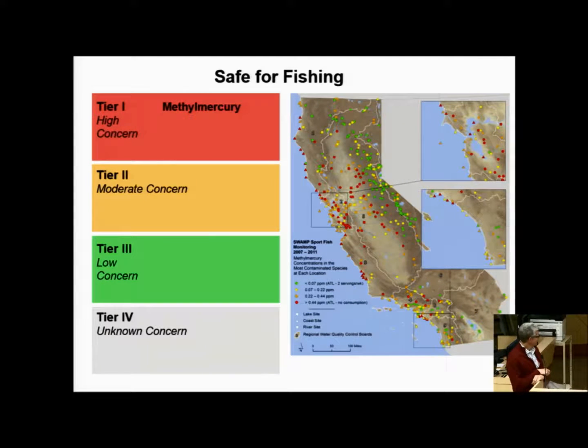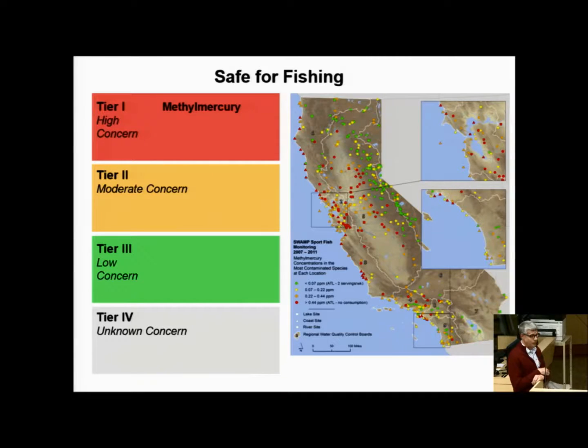sport fish. And the red dots show locations where the concentrations were of significant concern. The green dots show locations where concentrations were below levels of concern, and then orange and yellow were in the middle. I really want you to focus on the red and the green.